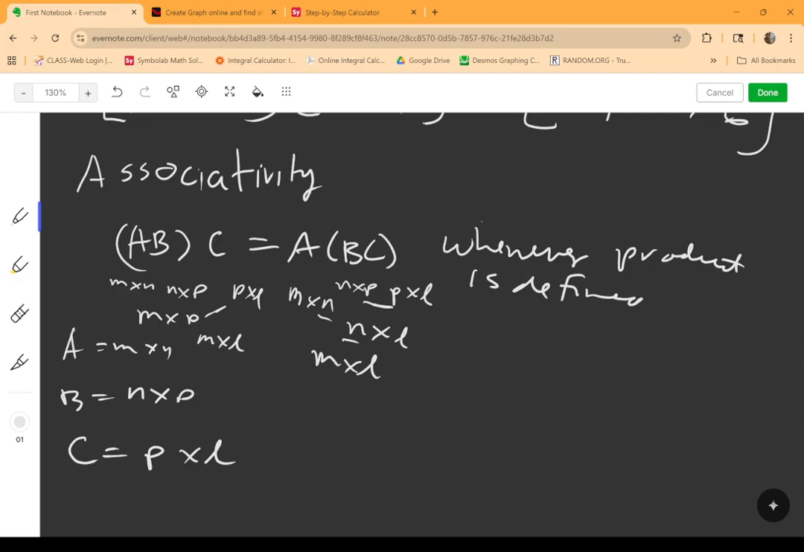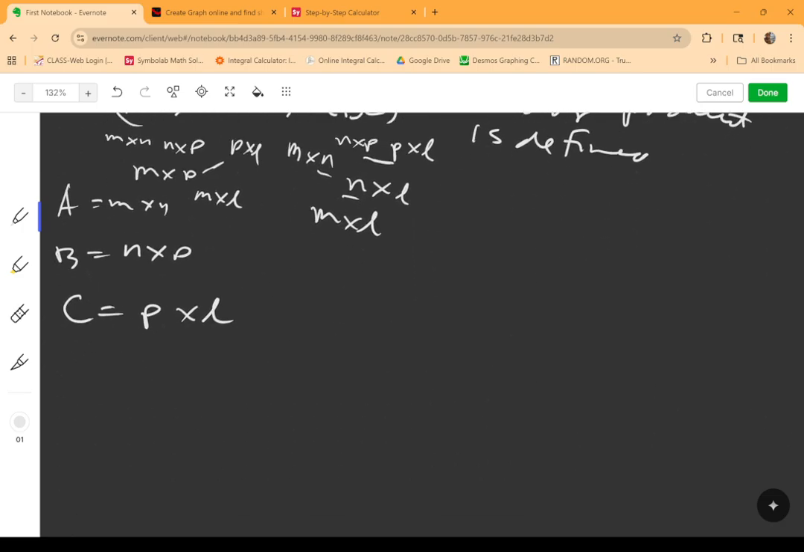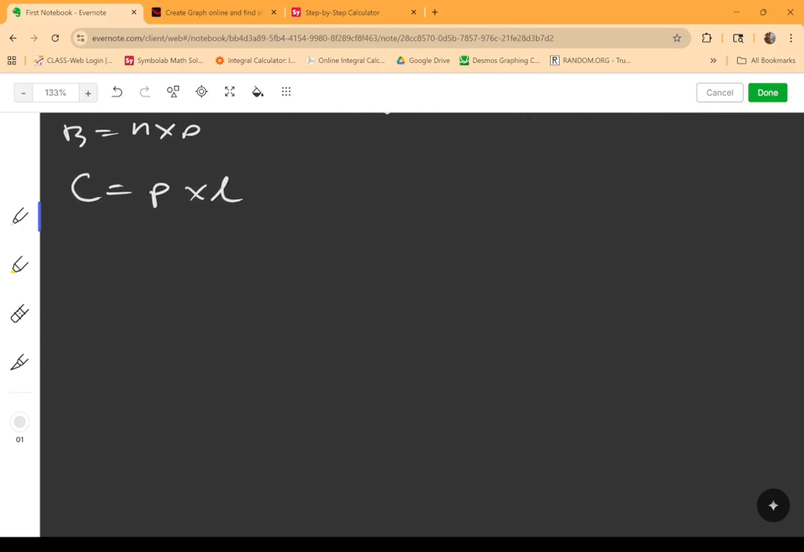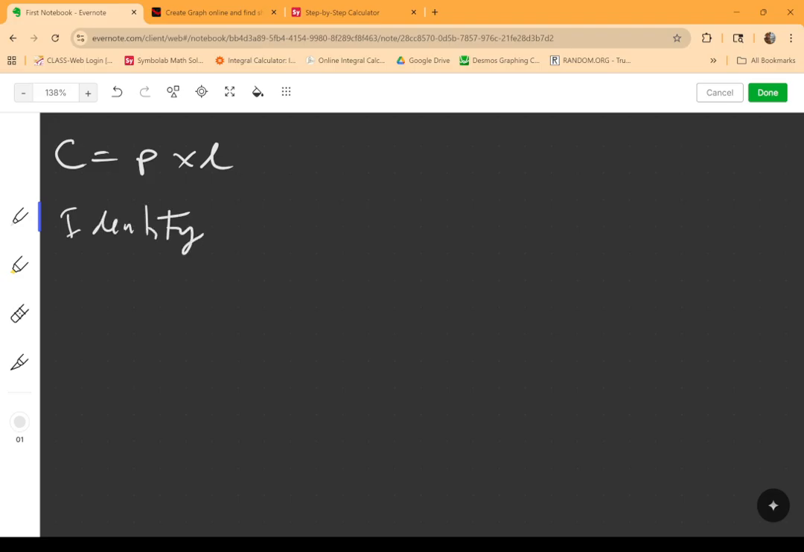Now, there is also an identity, something that acts like a 1 for matrix multiplication. So we have the identity and the zero matrix. The identity works just like when we think of multiplying by scalars, well, we'll have here.